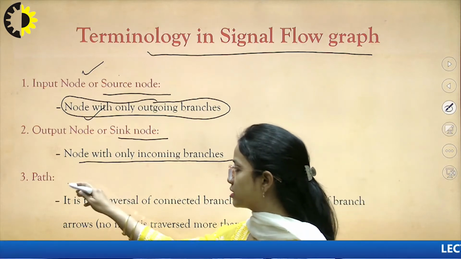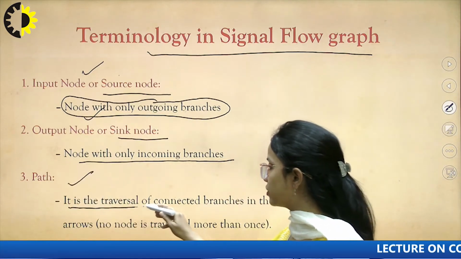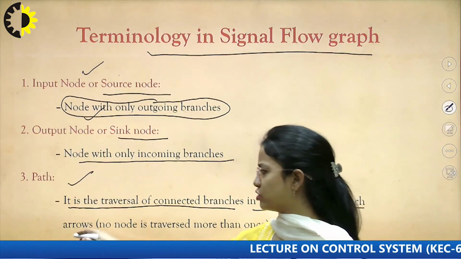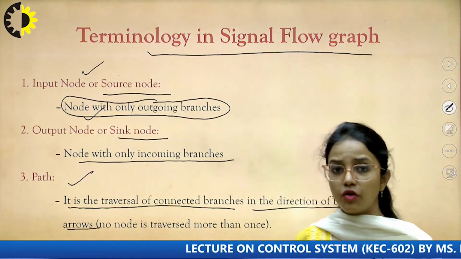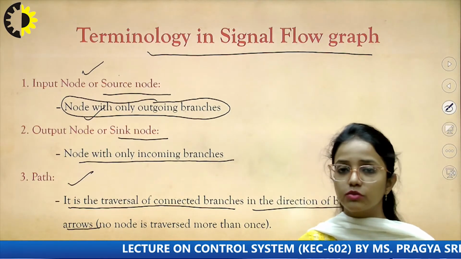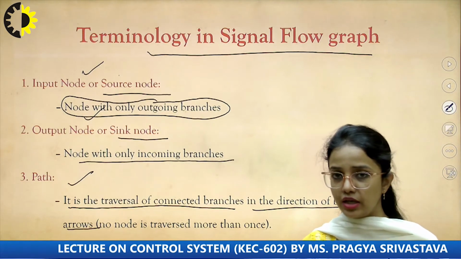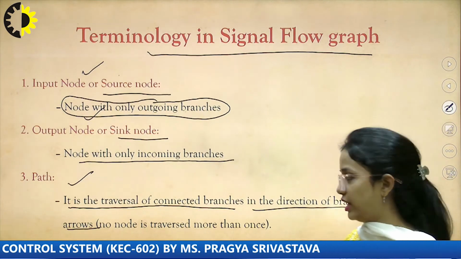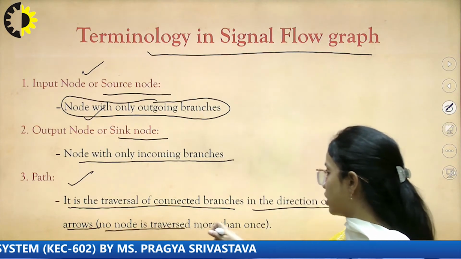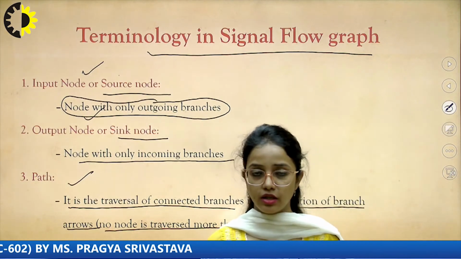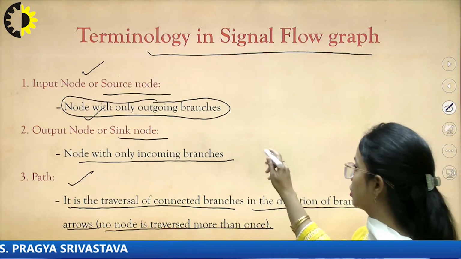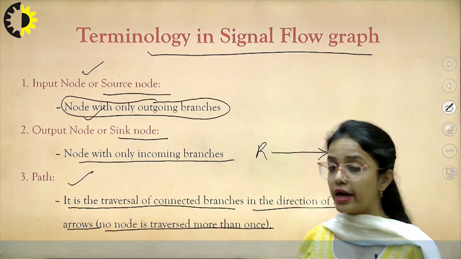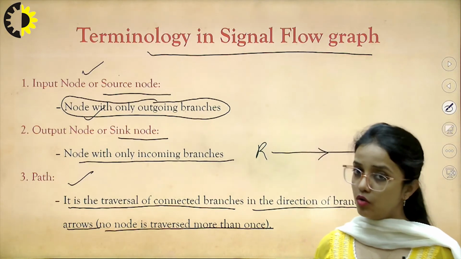So a path is nothing but a traversal of connected branches in the direction of the branch arrows. So we do not have to violate the direction pointed by the arrow. The only condition to derive a path is that you have to traverse in the direction of arrows. No node is traversed more than once. So to calculate a path, we have to reach from input to output and traverse any node only once.